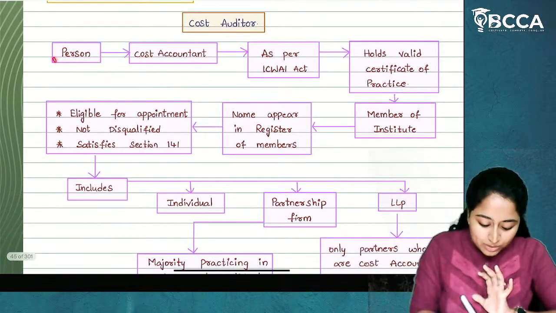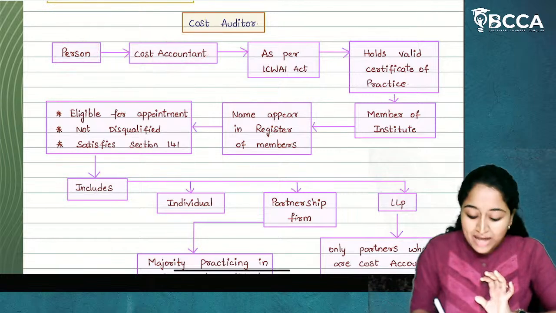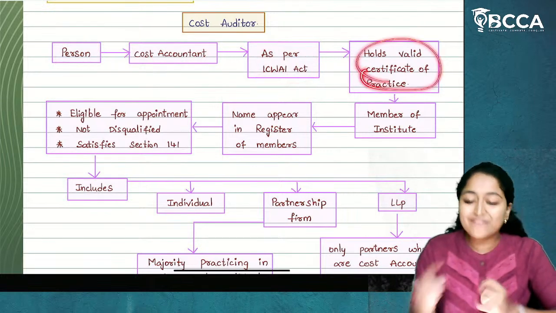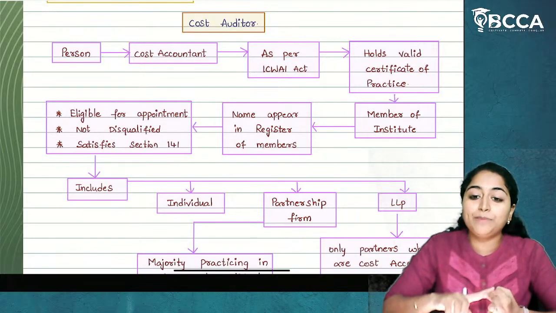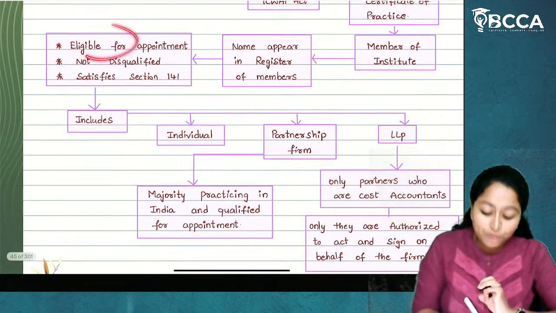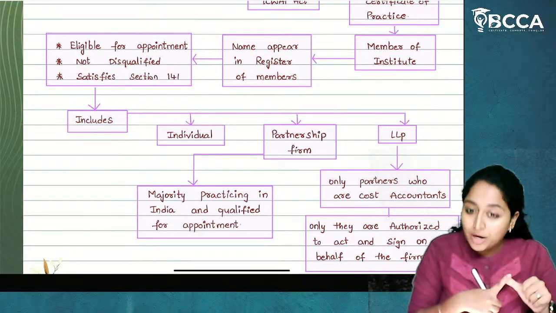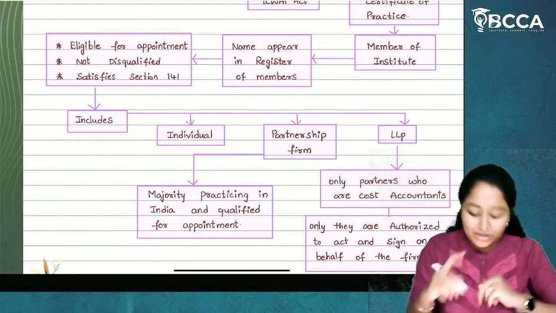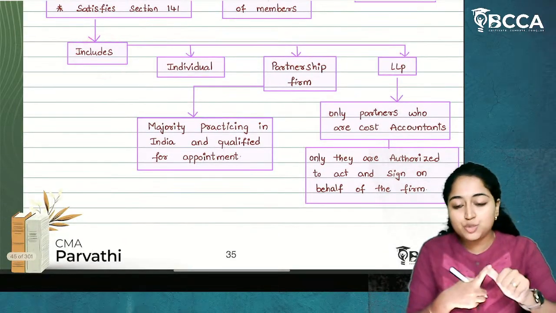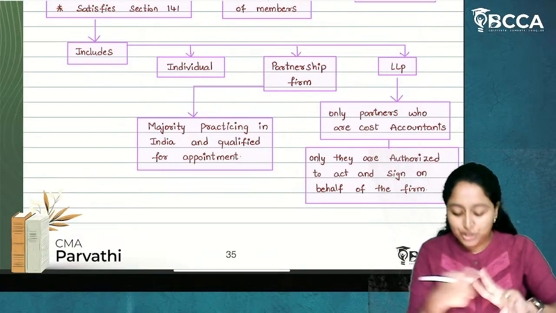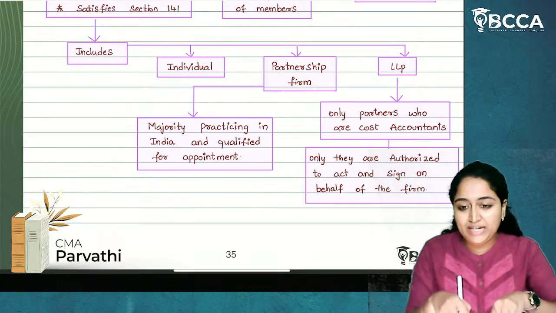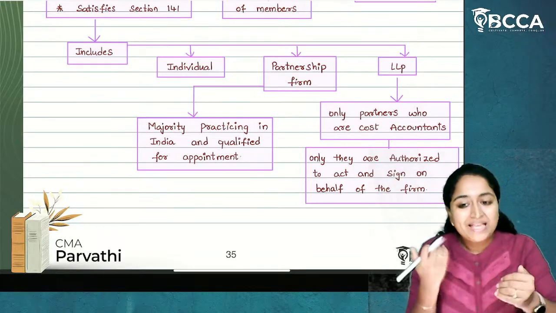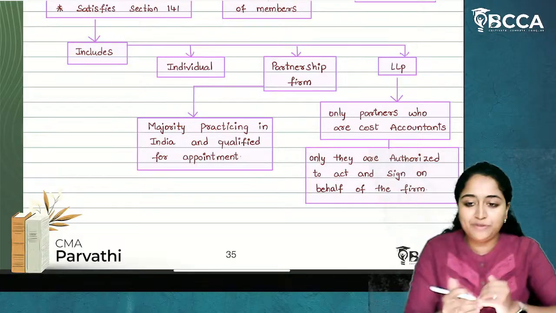Come again with me. Person, cost accountant as per the ICWA Act, holds a valid COP. He should also be a member of the institute and his name should appear in the register of members. He should be eligible for appointment, not disqualified, and satisfy Section 141. Includes individual, LLP and partnership firm. In case of a partnership firm, partners should be practicing in India, having a valid COP, then that partnership firm can be eligible for cost auditor.